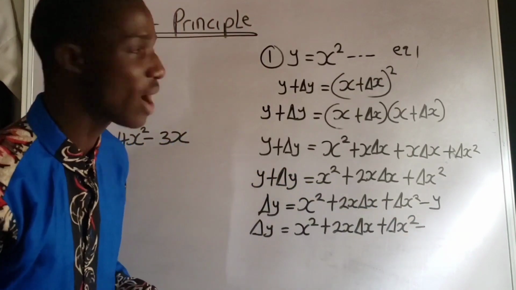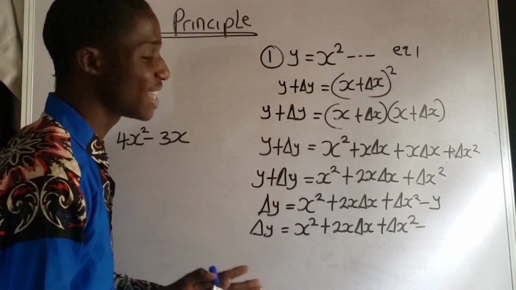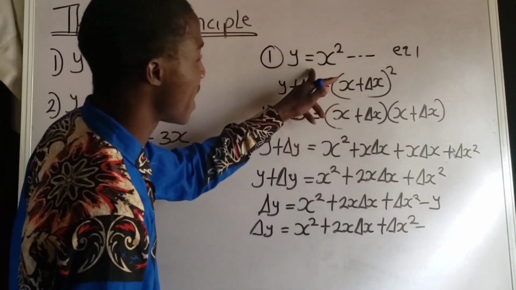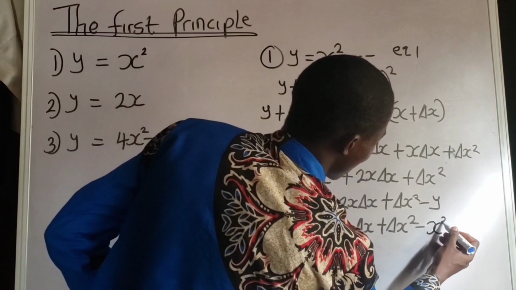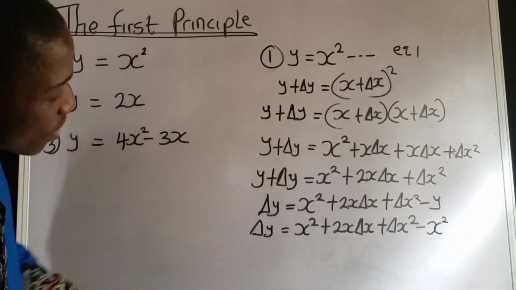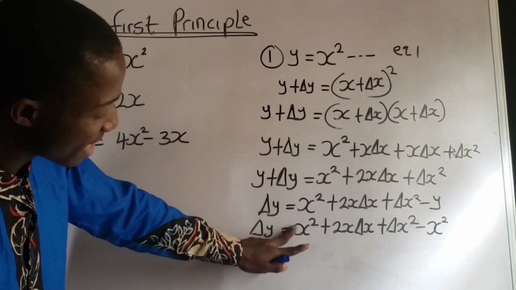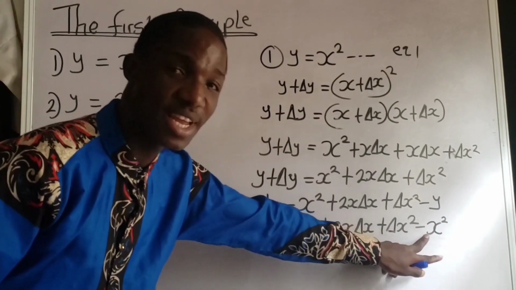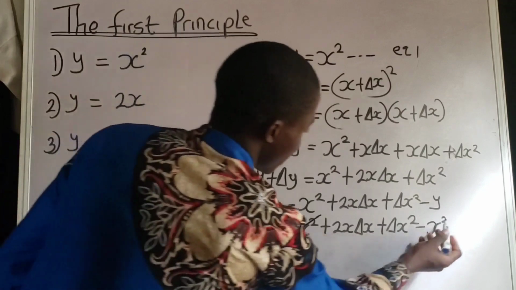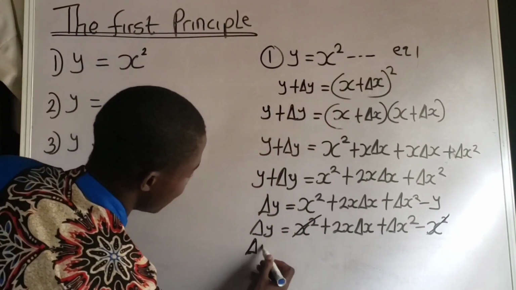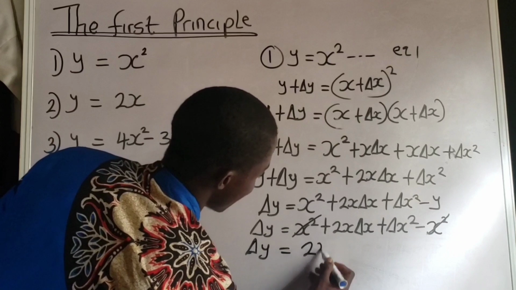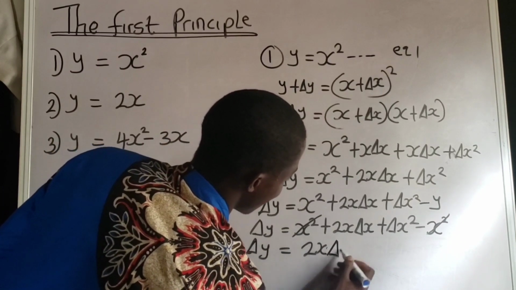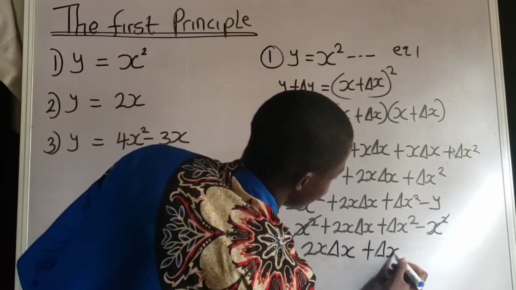Don't forget that from equation 1, y is equals to x squared. So in that case, I'm going to substitute y as x squared in this place. So I'm going to have minus x squared. Now if you look at this, I can eliminate this x squared by this x squared because I have positive x squared in this place and I have negative x squared. So this is eliminated. So in that case, delta y is equals to 2x delta x plus delta x squared.